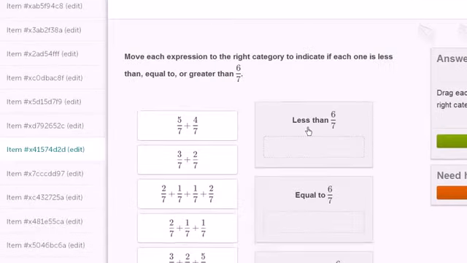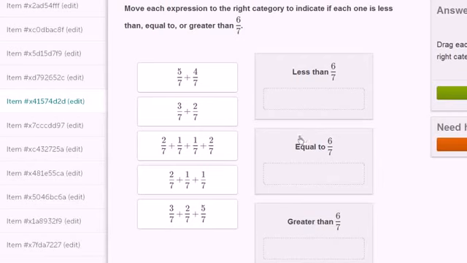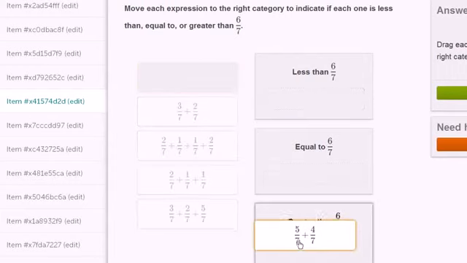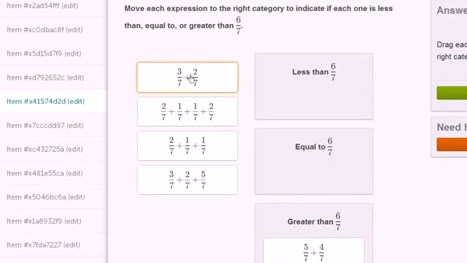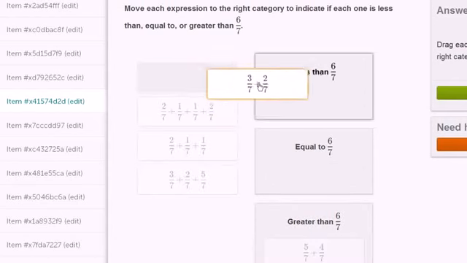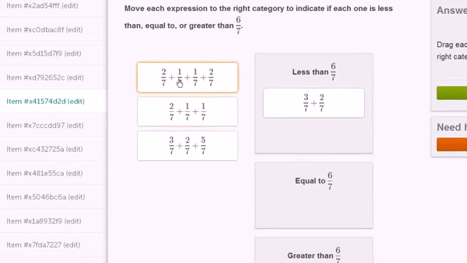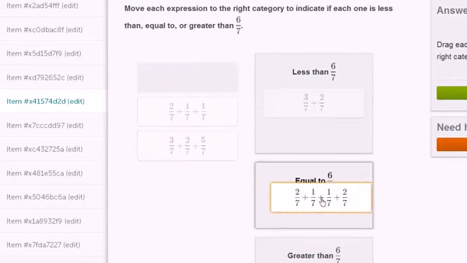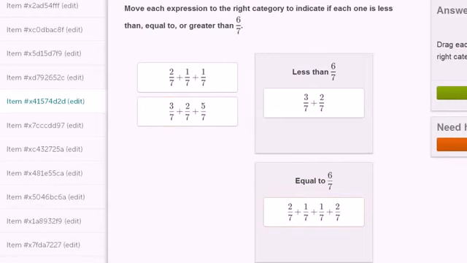We also have things like this that are widgets that actually kind of are, for lack of a better word, virtual manipulatives to help build these content items. So for example here, move each expression to the right category to indicate if each one is less than, equal to, or greater than 6/7. So the student will say, okay, let's see. 5/7 plus 4/7, that's 9/7. And that's greater than 6/7. Let's see, this one is going to be 5/7, that's less than. This right over here is going to be exactly equal to 6/7, and you get the general idea over here.